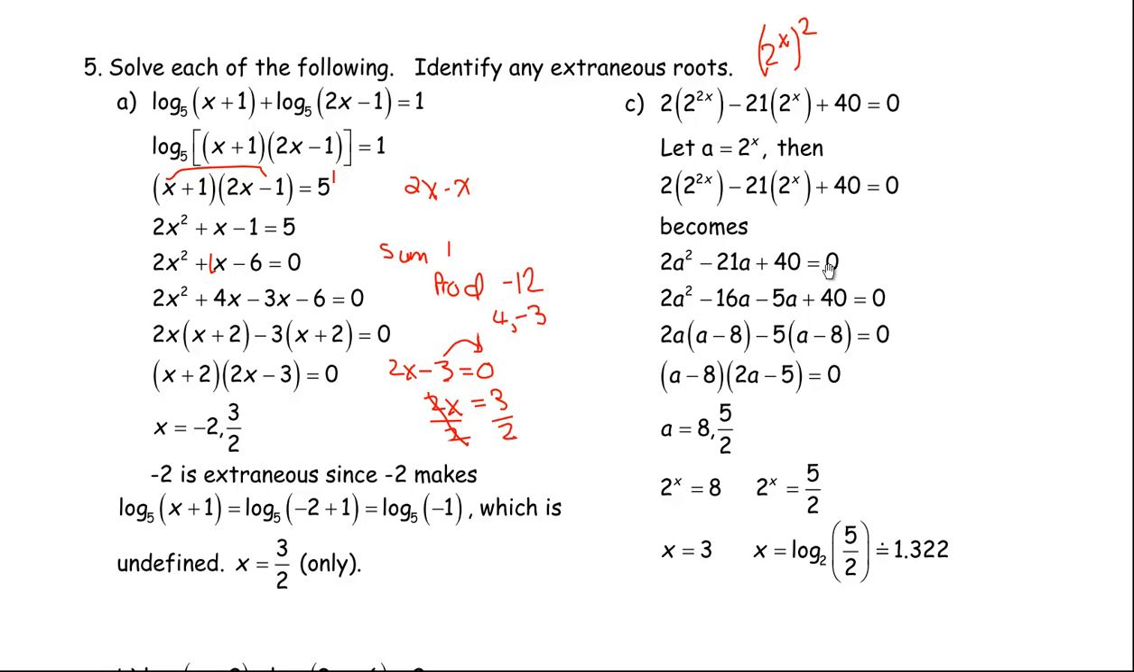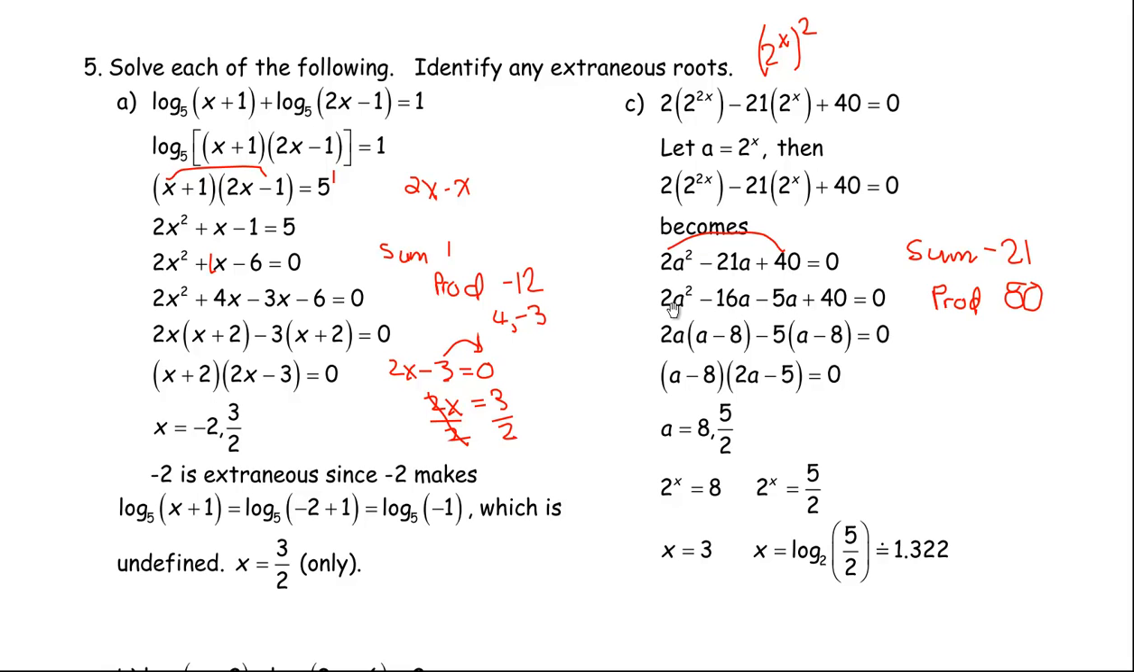And I want to factor this. So I'm going to do decomposition again. So in order to factor this, I'd be looking for two numbers with a sum of negative 21 and a product, I'll abbreviate product, 2 times 40 is 80. And so the numbers that fit that are negative 16 and negative 5. Negative 16 and negative 5 multiply to positive 80 and add to negative 21. So that's how I can decompose the negative 21a down to negative 16a minus 5a.